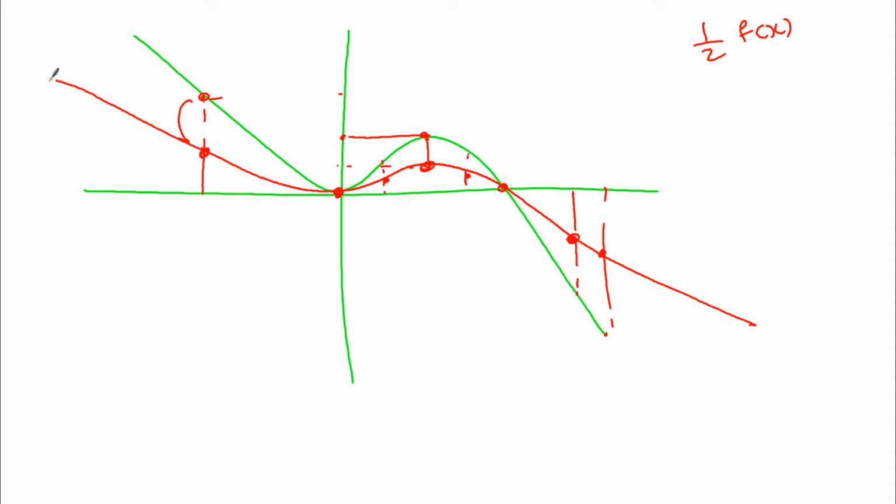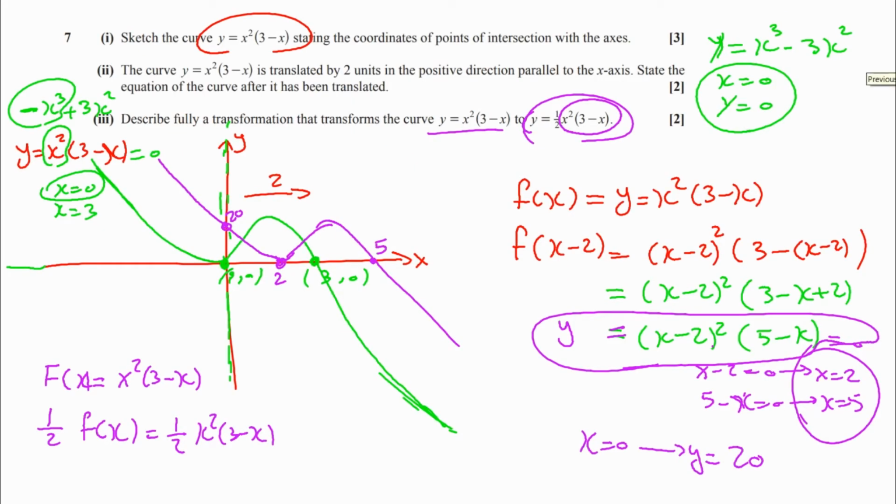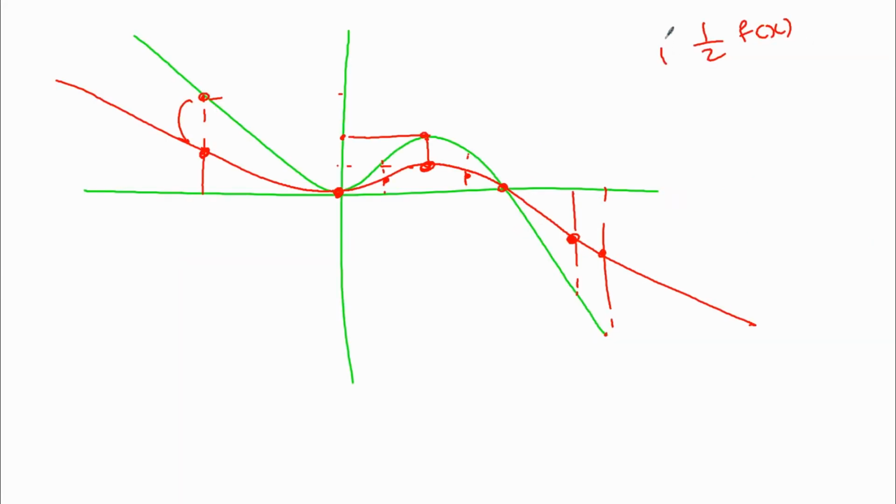if we do all of the y's divided by 2, basically we are stretching the function. So by doing this, we are stretching the function. So the description of the transformation that transforms this to that would be basically this: half of f(x), and that is stretching the function along the x-axis.